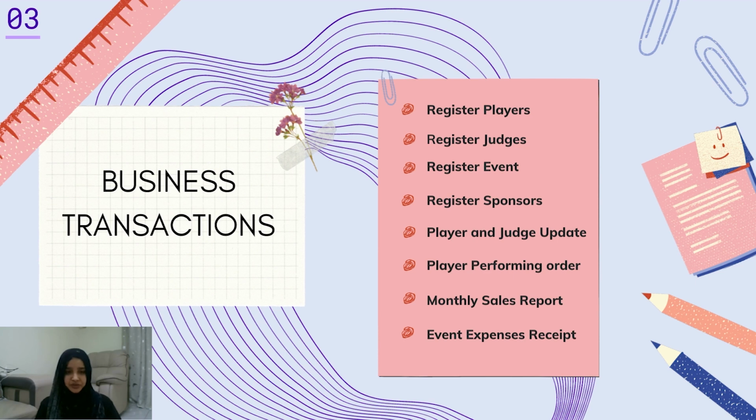After that, we organized business transactions, which are register player, register judge, register event, register sponsor, player and judge update, player performing order, and we have a monthly sale report, and lastly we have the event expenses receipt. That's all our transactions.